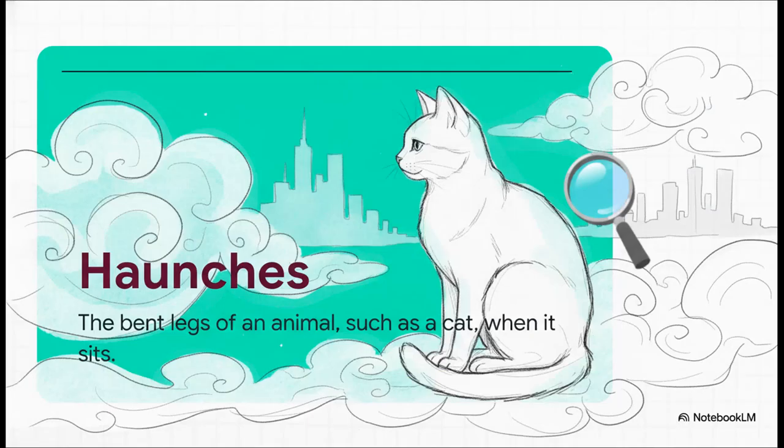Now, what's really interesting here is this specific word haunches. It basically refers to the bent legs of an animal, like a cat when it's sitting down. This single word completely anchors the entire imagery of the poem. It literally forces our brain to see the fog not just as some random cloud hanging in the air, but exactly as a cat observing its surroundings, totally poised, incredibly still, and completely in control of its environment.